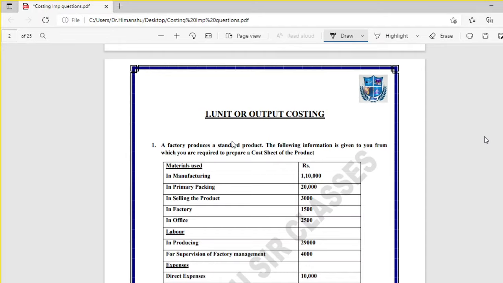So here we start with the first one, that is unit or output costing. Generally we have selected around 6 to 7 practicals of each chapter, although in the full course section we have done more than 15 practicals of each one. But these are the most important 6-7 practicals of each chapter which you should always pay attention to. So starting from unit or output costing.